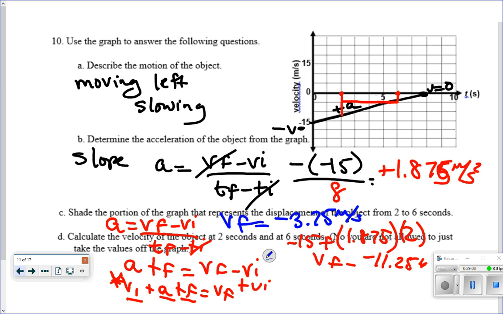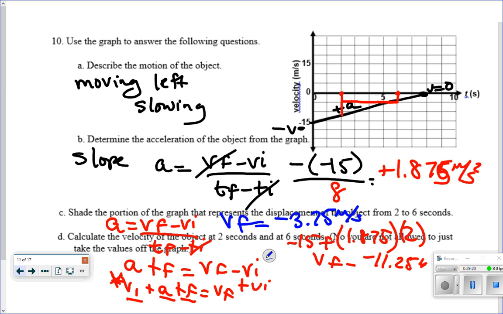I have no room. Luckily, you've got this one here for you. Calculate the object's displacement from 2 to 6 seconds. Okay, this is where your calculations are really kind of important. And I don't know if this is going to be fine enough for you to see. We're going to do our best.